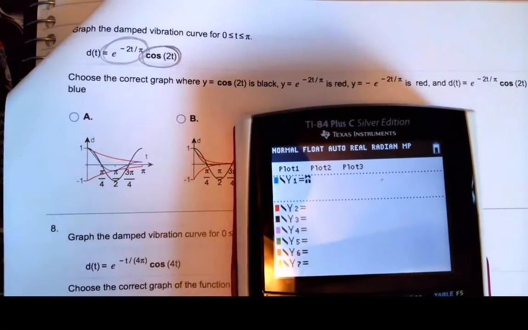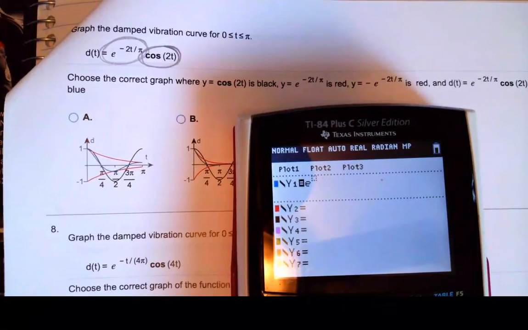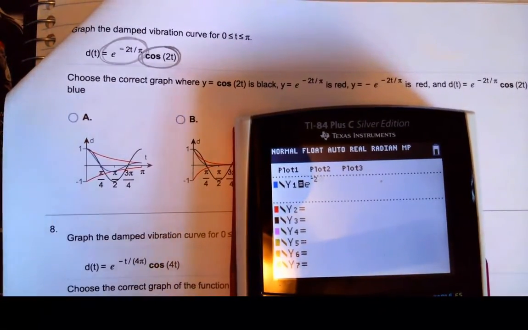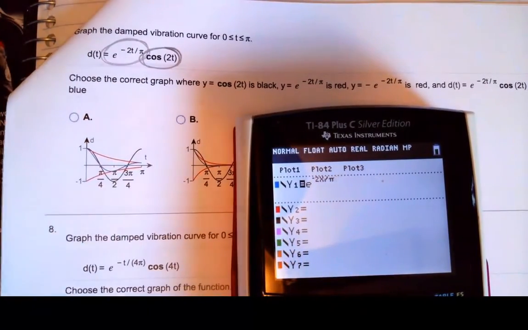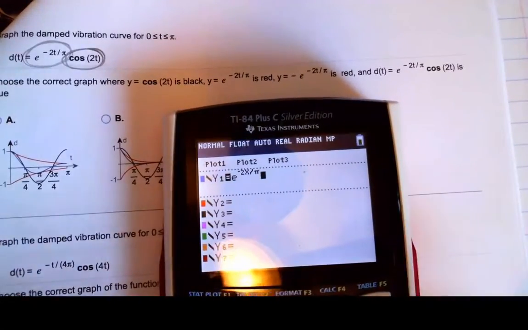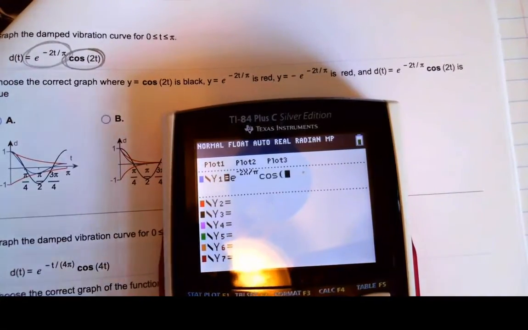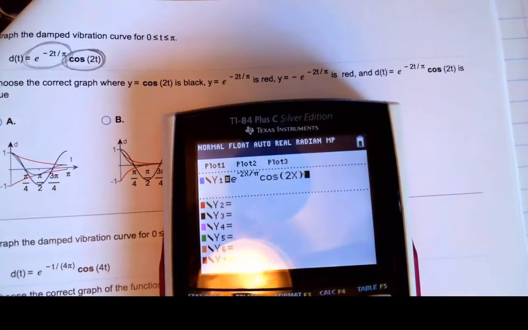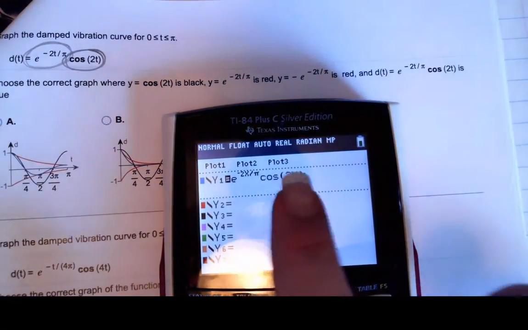So it's going to be e to the -2x over pi. And remember, you do not need to worry about t's or anything like that. Your calculator doesn't care what variable it is as long as you are using the correct variable. So just because we're in terms of t does not mean that your calculator is not going to recognize x, is what I'm trying to say. All right, so the next part says I need to have the cosine of 2t. So I'm going to put the cosine of 2x. So my blue curve is going to be the entire thing.